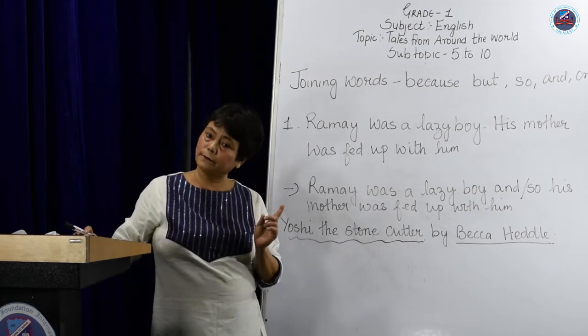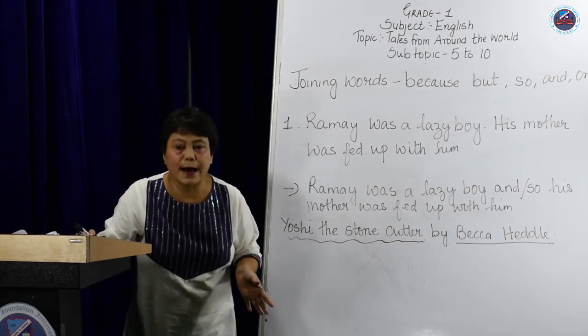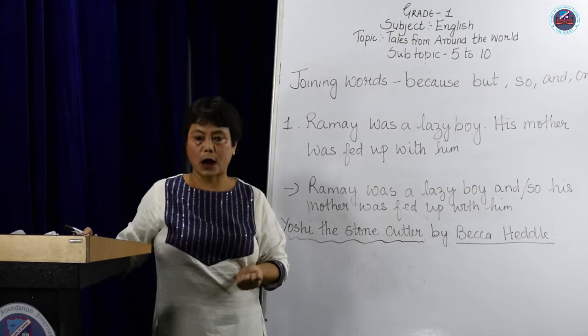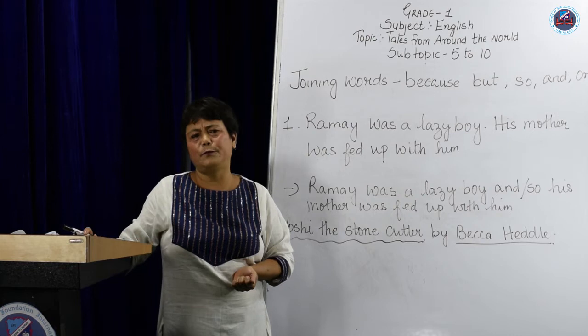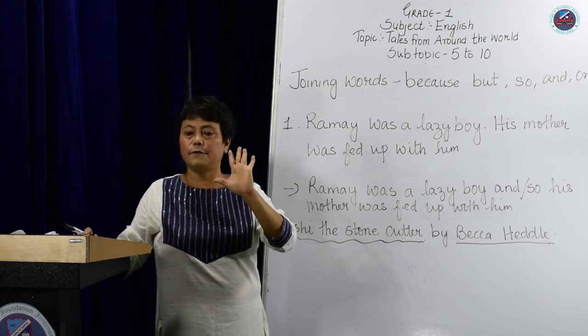This story is about a man called Yoshi who was a stone cutter. He lived in the mountain of Japan. He was a poor man with a bent back. Okay? He delivered stones to people's houses, and he was not happy about being very poor. So he wished for five different things.